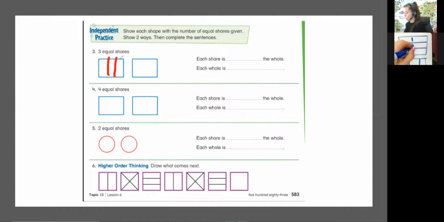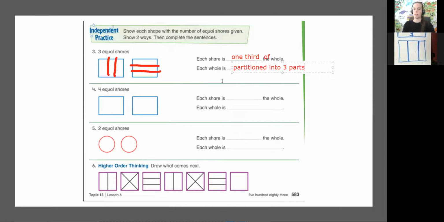Now, each one of these shares, we say 1/3, 1/3, 1/3. All right. So I went on my board and I did it that way and I did it that way. So each share is 1/3 of the whole. 1/3 of the whole. Each whole is partitioned into 3 parts. Okay? 3 parts.